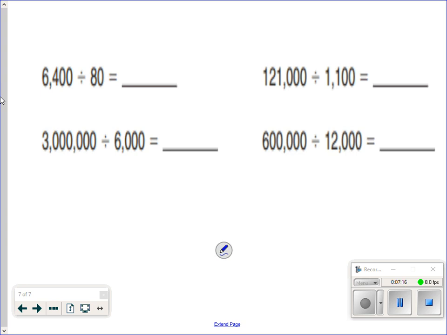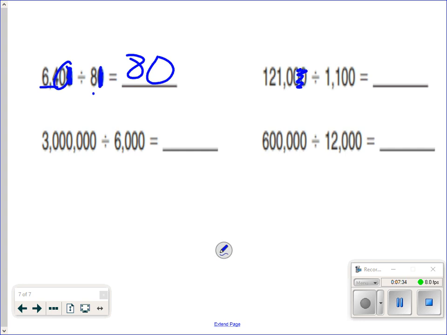Let's go through this. 6,400 divided by 80. Well, we can get rid of these zeros. So now we have 640 divided by 8. 8 can go into 64 8 times. Remember to include this zero. We've got 80. Over here, we have 121,000 divided by 1,100.